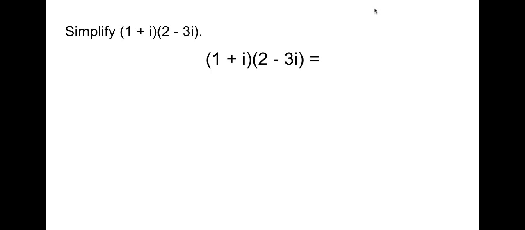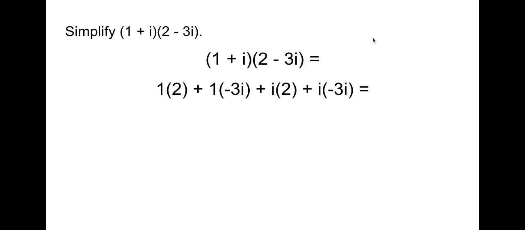So I'll do 1 times 2, then 1 times negative 3i, and then i times 2, and then i times negative 3i. Okay, so that's what I'll get with my distribution. So the same distribution rules apply, and actually the same operations, addition, subtraction, multiplication, division, they all apply. All right, okay. So now I'll just simplify.